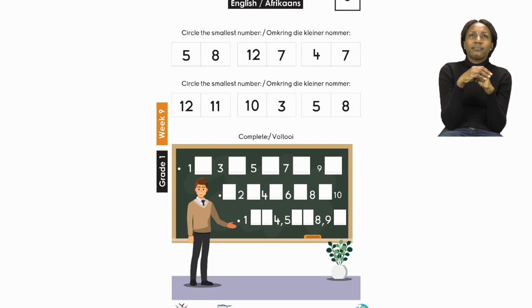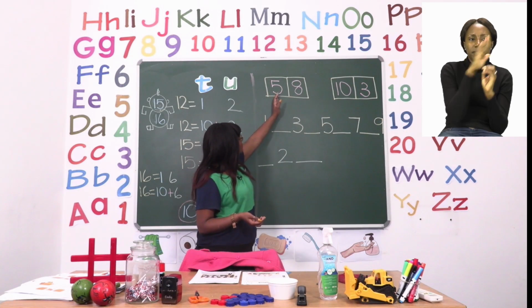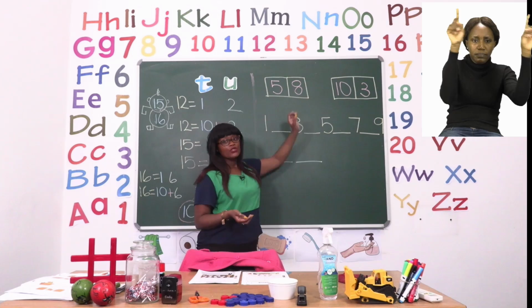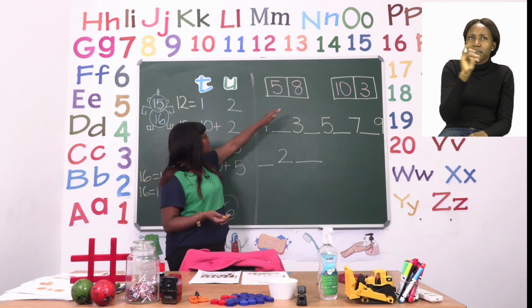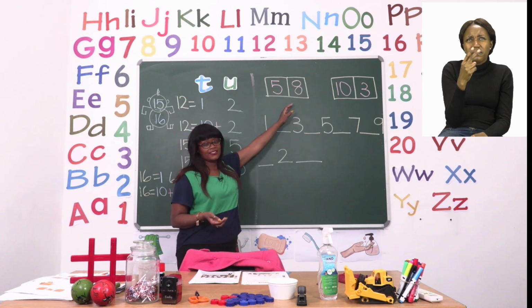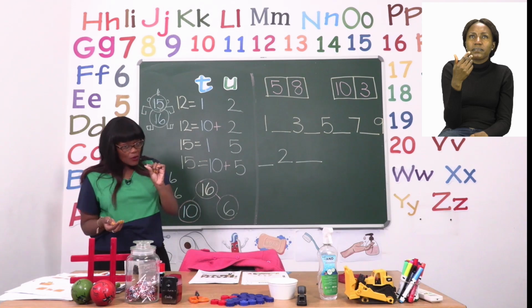On page 16, we are going to be circling the smaller number first. It's all about numbers. So the first one we're going to do is circle the smaller number. So we have 5 and we have 8. So what we're going to do is use our number line, and we're going to look out for either 5 or 8. The one that we come across first is the smaller number.